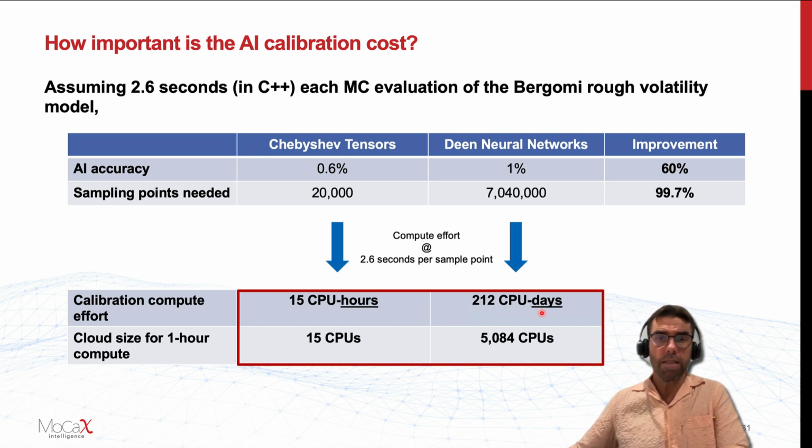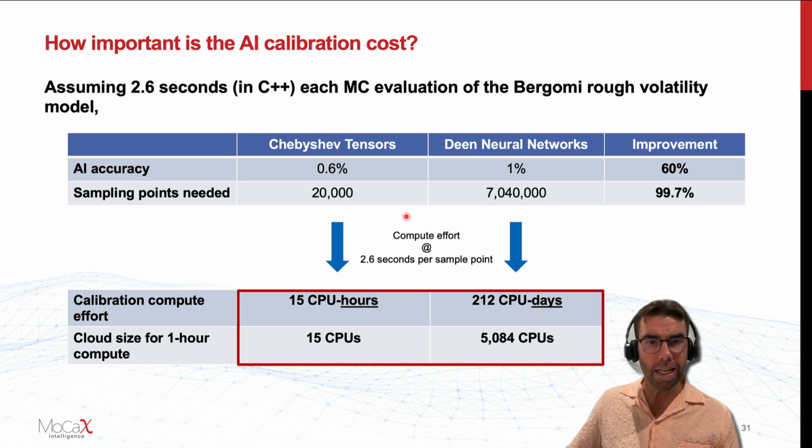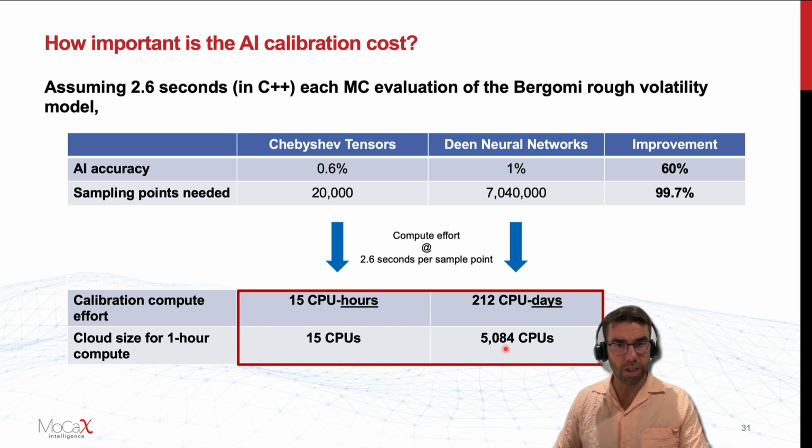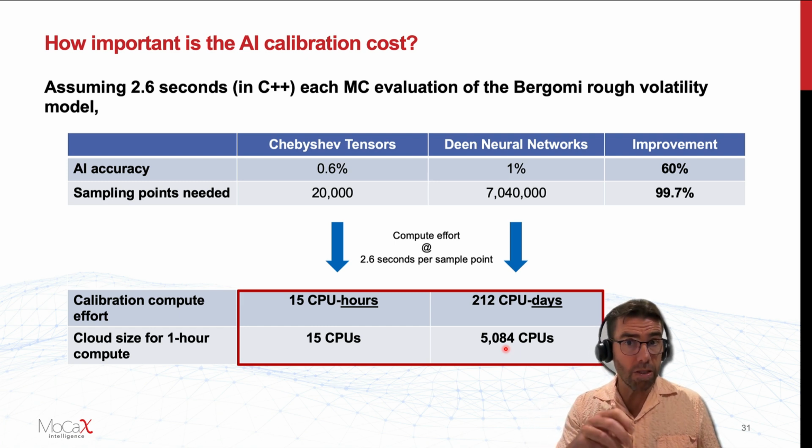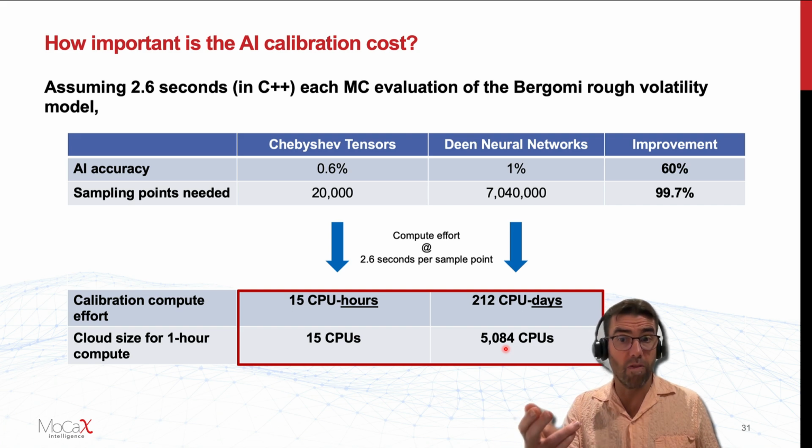This is what I want to put in context: what this 20,000 versus 7 million means. If we want to do this job in 1 hour, and we parallelize it in a cloud computing system, for the Chebyshev tensor we need 15 CPUs, while for the DNN we need around 5,000 CPUs. As you can imagine, these numbers illustrate how the compute cost of calibrating the AI function is substantially better with Chebyshev tensors than with DNNs, by a couple of orders of magnitude.